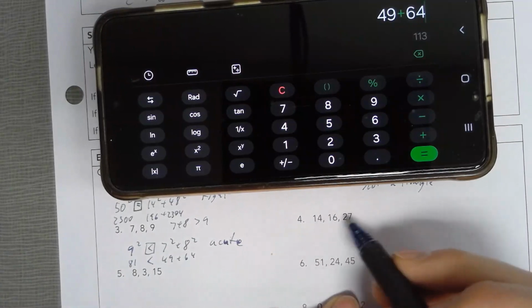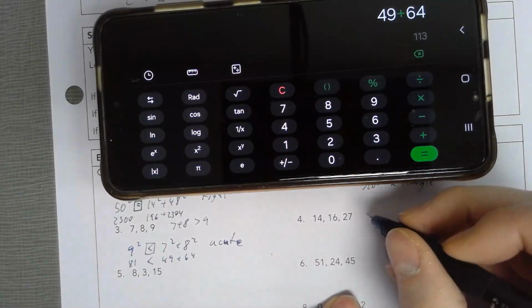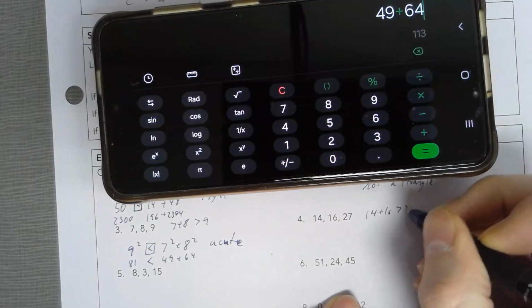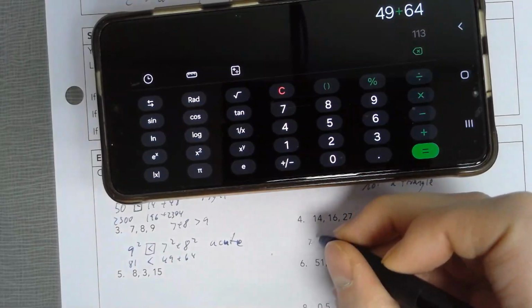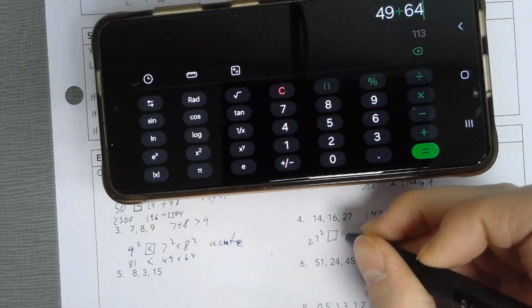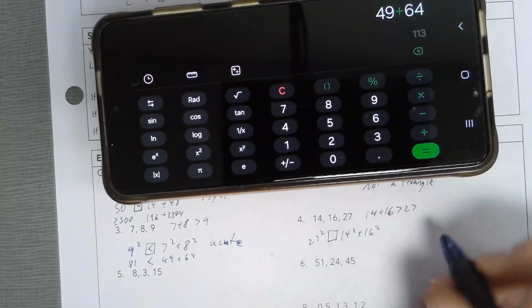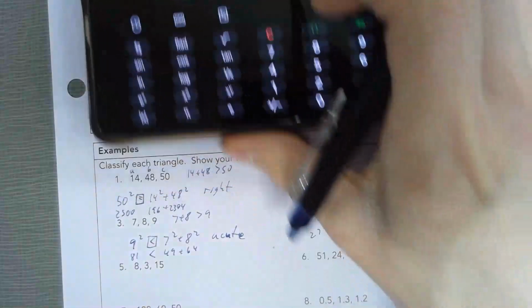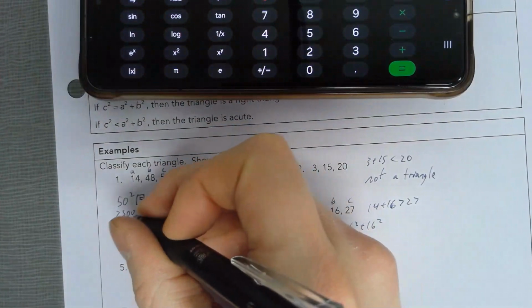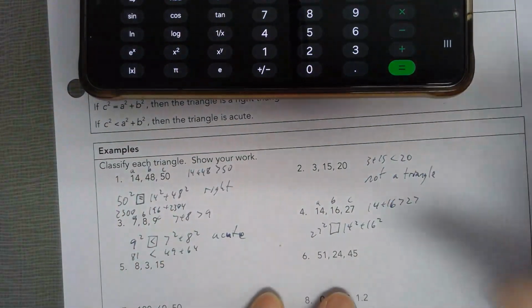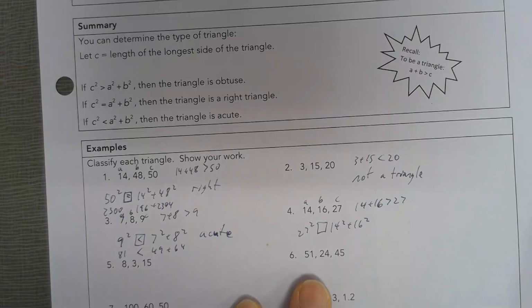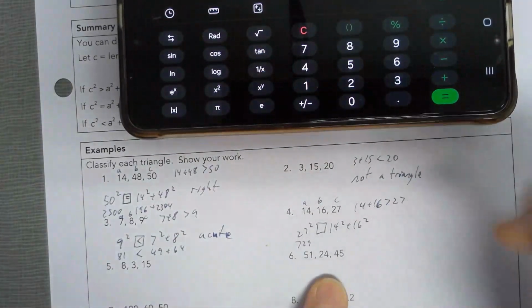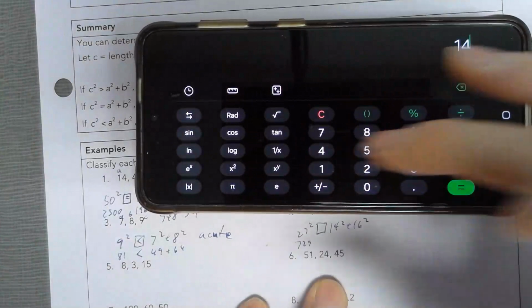If I try the 14, 16, that's 30. That's bigger than 27. 14 plus 16 is bigger than 27. So let's try 27 squared compared to 14 squared plus 16 squared. Remember, always select your biggest side as your c. The other two are a and b. This is c, a, and b. So 27 squared is 729. So 729 compared to, let's try 14 squared.